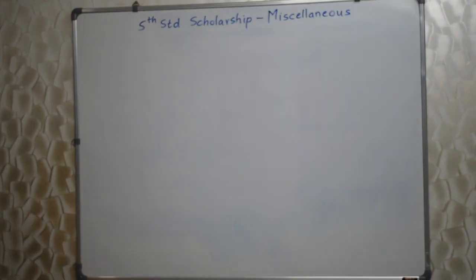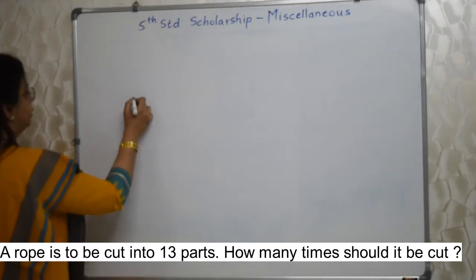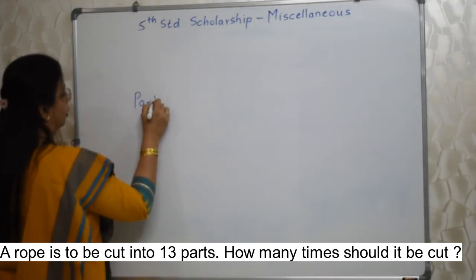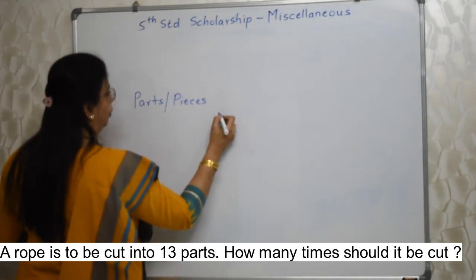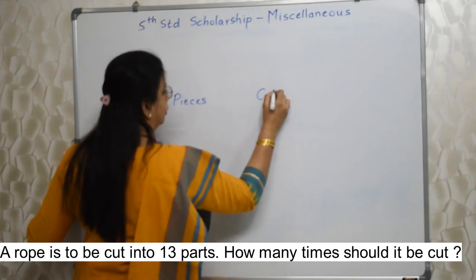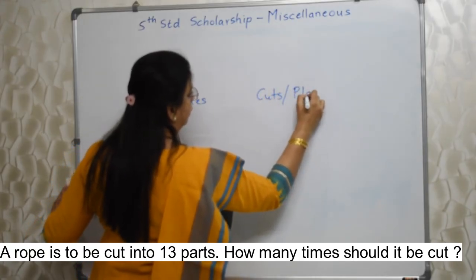Students, next sum will appear on your screen. A rope is to be cut into 13 parts. How many times should it be cut? This is very simple sum, but if you don't know the trick, you may not be in a position to solve it. Remember, parts or pieces, it's same thing. Okay? Cuts or places, they are same thing.